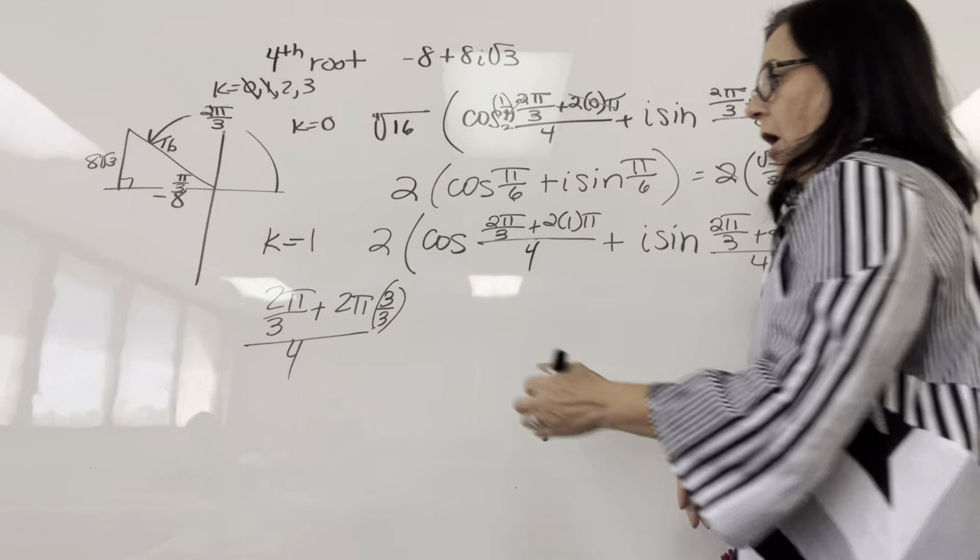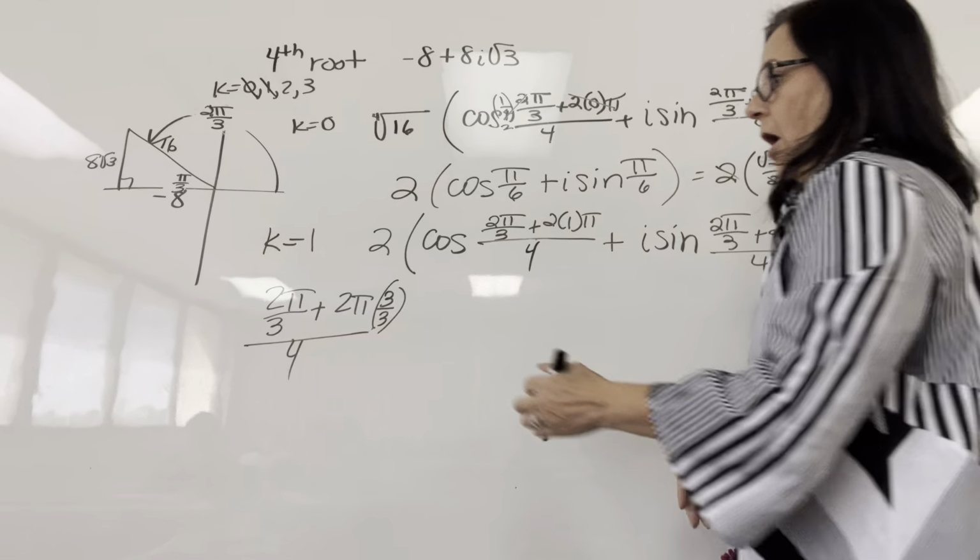It's 2 pi over 3 plus 4 pi all over 4. Common denominator. So that's 12 pi over 3. Yes? Yes. 12 pi over 3 plus 2 pi over 3, which is 14 pi over 3 divided by 4. So that's times 1/4, right? Let's simplify. That becomes 2, and that becomes 7. So it's 7 pi over 6. Got it? 7 pi over 6. All right, so it's 2 times the cosine 7 pi over 6 plus I sine 7 pi over 6.